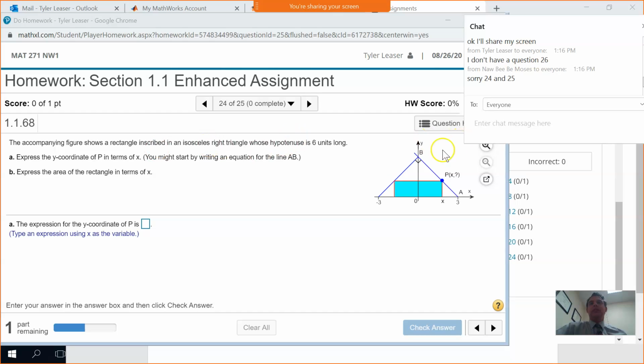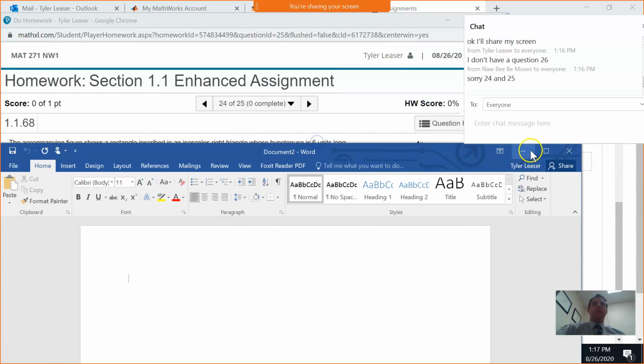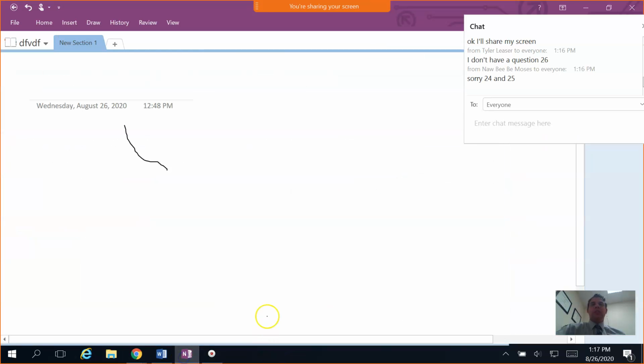So here, the accompanying figure shows a rectangle inscribed in an isosceles right triangle whose hypotenuse is 6 units long. So that means this bottom part here is 6 units long. So what we'll do is, let me get rid of Word here. We'll draw this in OneNote.